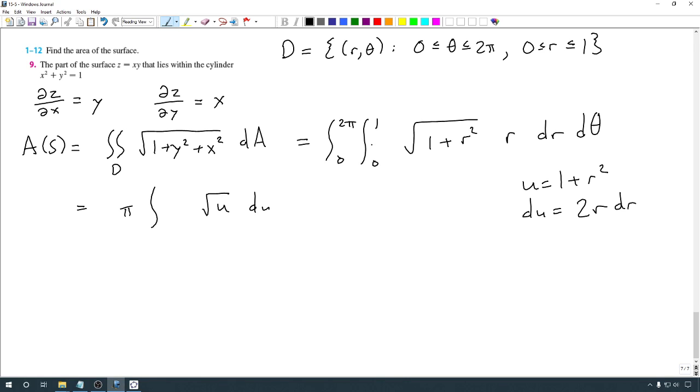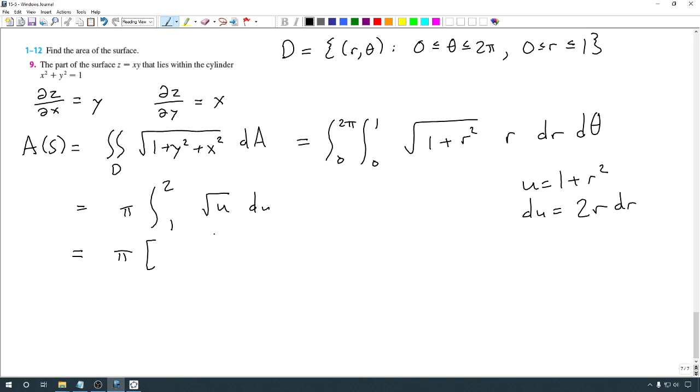Our limits have to change. Instead of going from 0 to 1, when we plug that into the formula for 1 plus r squared, when r is 0, we get 1. When r is 1, we get 2. So this has already greatly simplified down to a very, very easy integral to do.